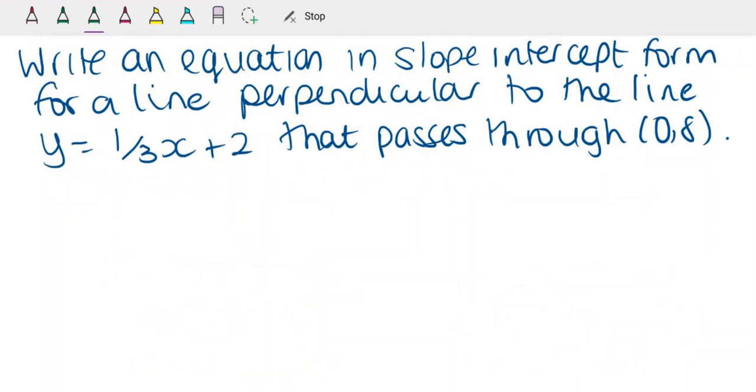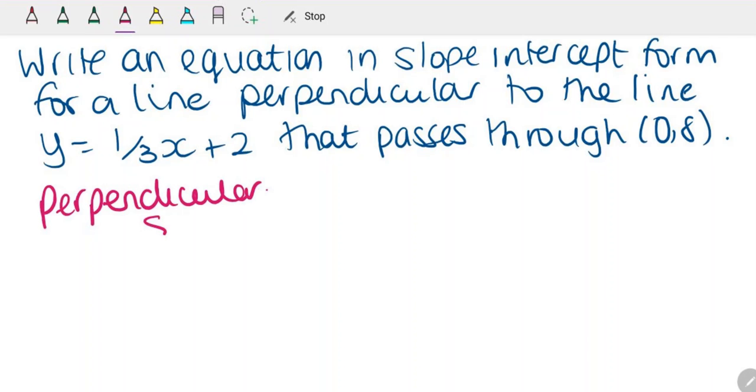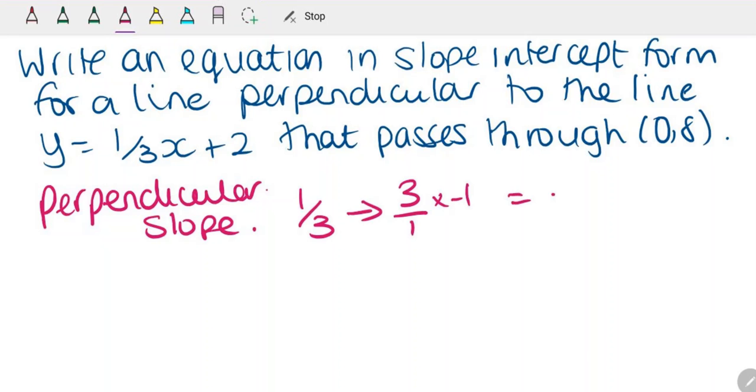So we have: write an equation in slope-intercept form for a line perpendicular to the line y equals a third x plus 2 that passes through the point (0, 8). So perpendicular. So our perpendicular slope is going to be, if we have a third, we need the reciprocal, and we need to multiply it by -1. So that is going to be -3. So that is the value for m.